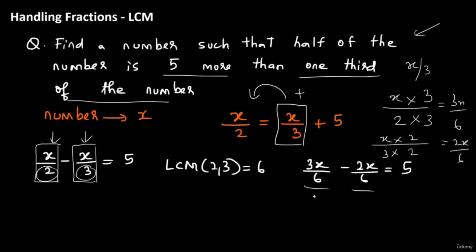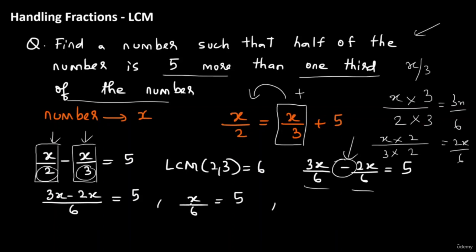Now 3x by 6 minus 2x by 6 is equal to 5, right? Now the denominator is the same. So I just need to do the operation, which is subtraction in this case, to the numerator. So this is equal to 3x minus 2x by 6 is equal to 5, right? Now 3x minus 2x is nothing but x. So we get x by 6 is equal to 5.